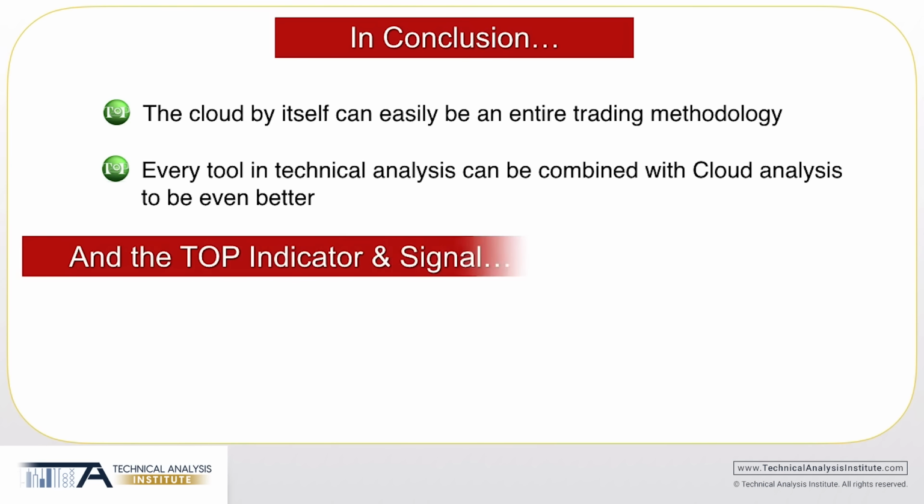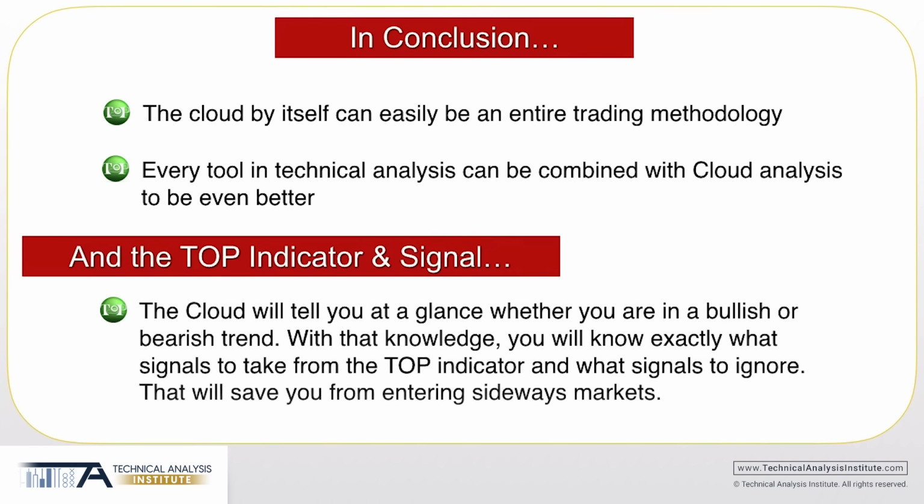So what about you as a top trader? The simplest summary of cloud application for a top trader using the top signals is this. The cloud will tell you at a glance whether you are in a bullish or bearish trend. With that knowledge, you will know exactly what signals to take from the top indicator and what signals to ignore. That will save you from sideways markets. For instance, if the cloud shows you a bullish trend, simply ignore all the sell signals from the top and vice versa. Good luck in your trading.